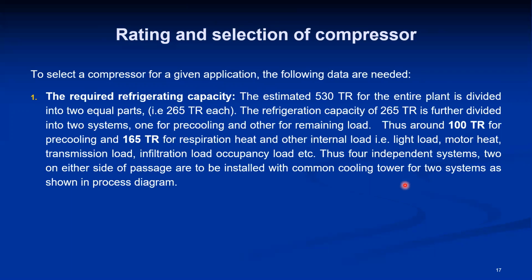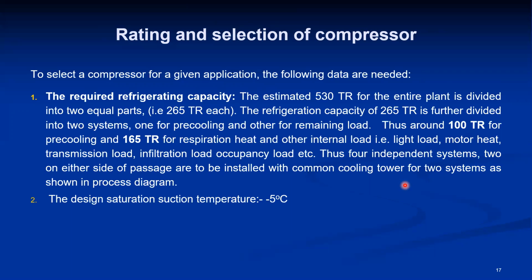Thus 4 independent systems, 2 on either side of the passage, are to be installed with a common cooling tower for 2 systems as shown in the process diagram. Process diagram we are going to see. Now we have selected the 4 refrigeration systems, 2 on each side: 2 systems for holding capacity and 2 systems for pre-cooling capacity.